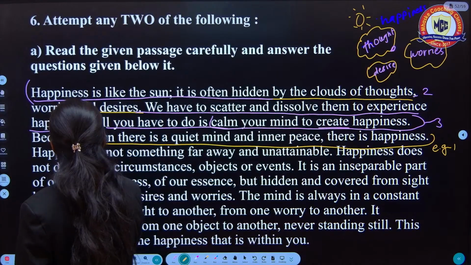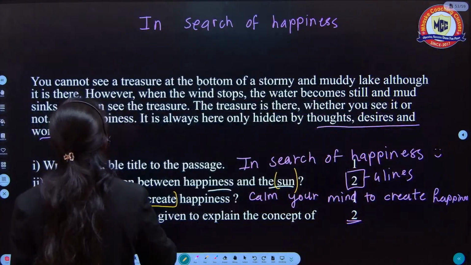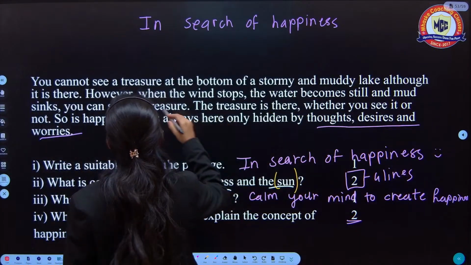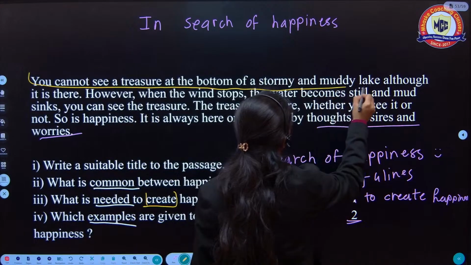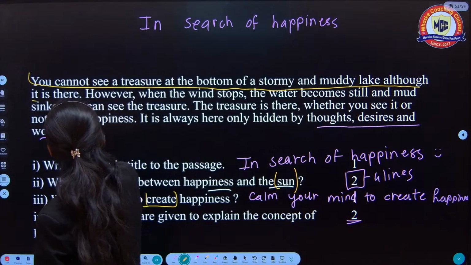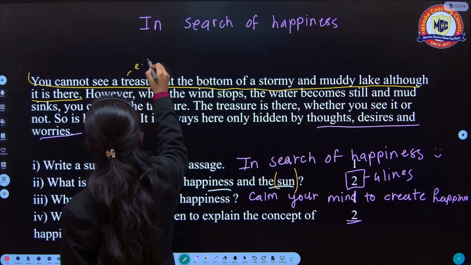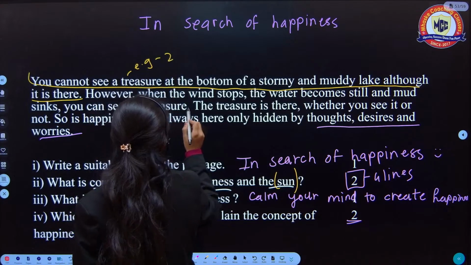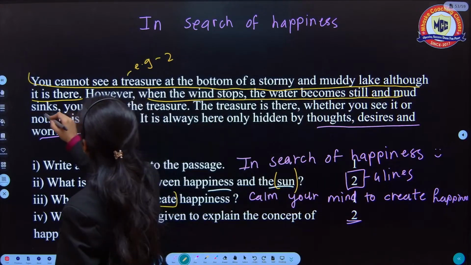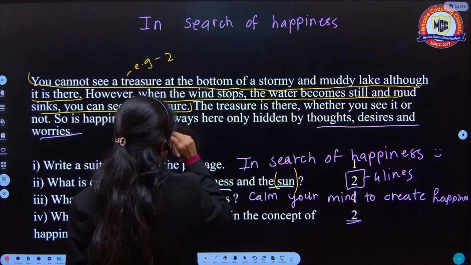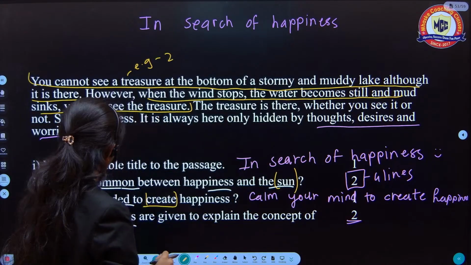Another example will be, you can also write the happiness and the sun example, and then this one. You cannot see treasure at the bottom of a stormy and muddy lake, although it is there. Similarly, this is EG2. And one more example given: when the wind stops, the water becomes still and the mud sinks. You can see the treasure. Yes, these are the two examples given for happiness.